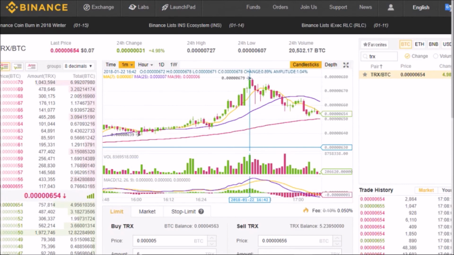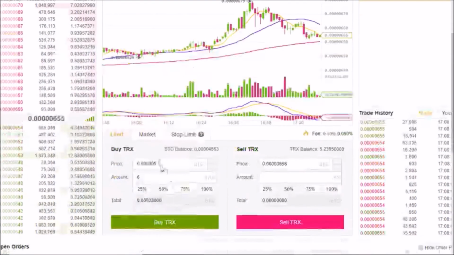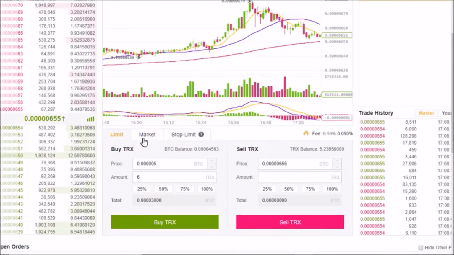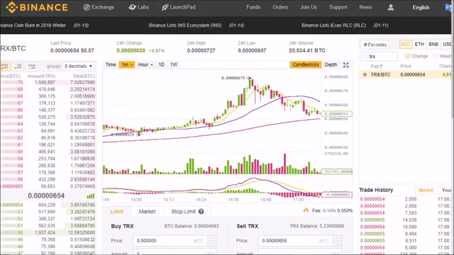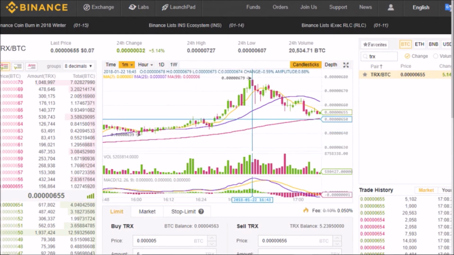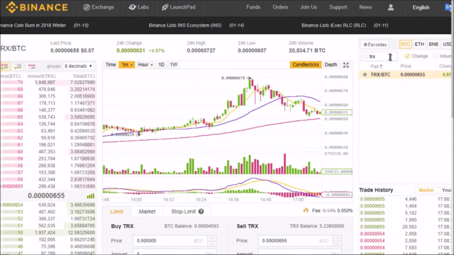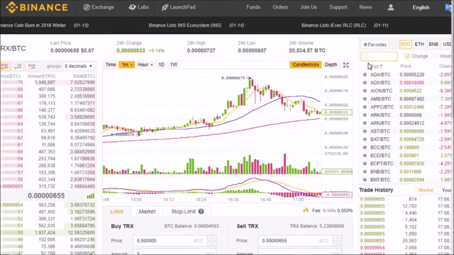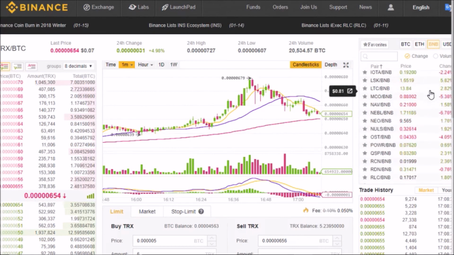Now I know this could be very intimidating and very confusing, but if you don't want to deal with any of this, all you have to do as a beginner is hit that market order and just buy like that. But this is just something to keep in mind once you feel more comfortable or ready to purchase with limit orders. Now over here is all the coins that you can buy with either BTC, Ethereum, Binance, and so on and so forth.